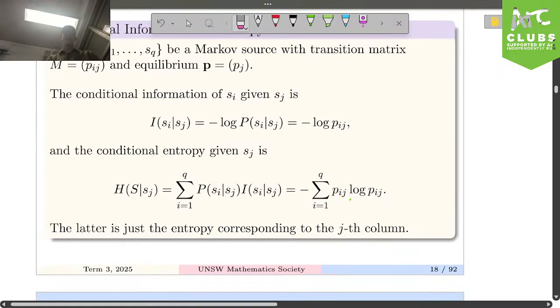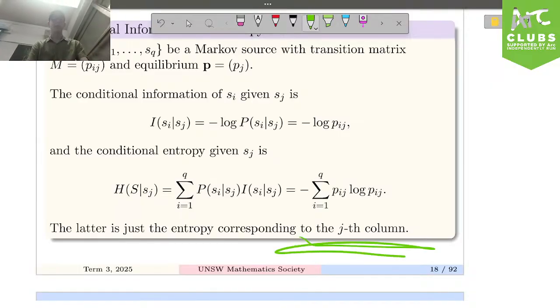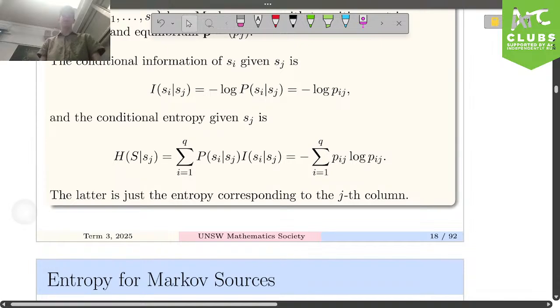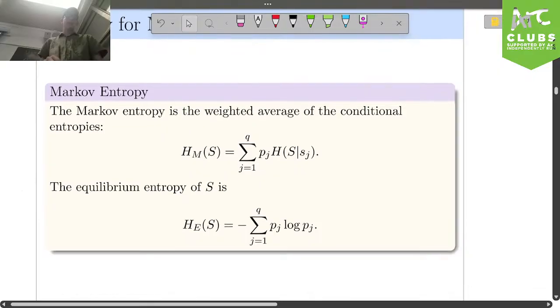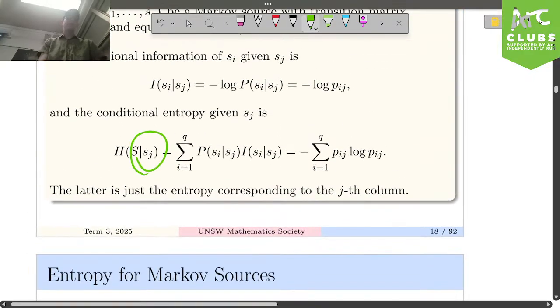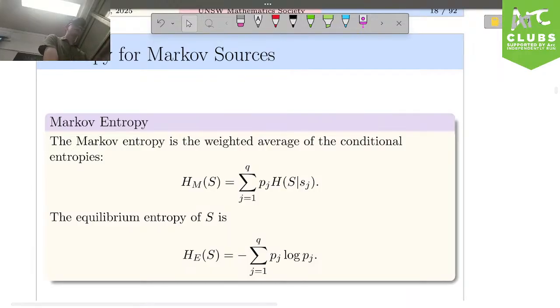We're just replacing now the pi with pij. We are fixing j here because we have fixed our previous character, and that corresponds to the jth column of our matrix. We're summing up over the jth column of our matrix. We can do this for any specific column, the jth column, but we want to look at a bit more overall. Similarly to how we got the entropy from the expected information, now the Markov entropy is going to be the expected conditional entropy. So it looks like this.